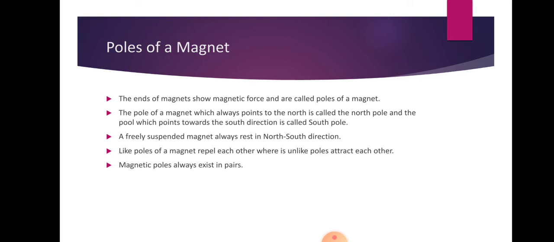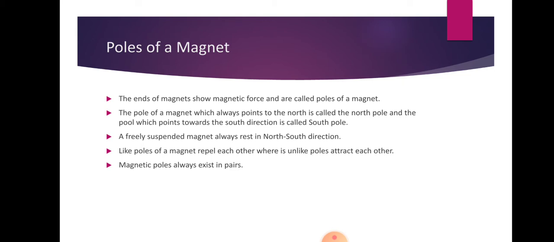These are called the poles of a magnet, and the poles of a magnet always point in the north and the south direction. So one pole is the north pole, another one is the south pole. Whenever we suspend a magnet freely, it lies in the north-south direction. Like poles of a magnet always repel each other, and unlike poles attract each other.